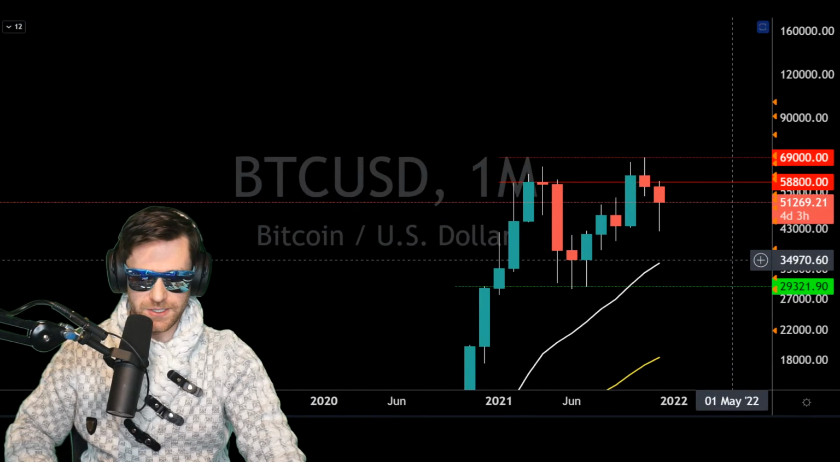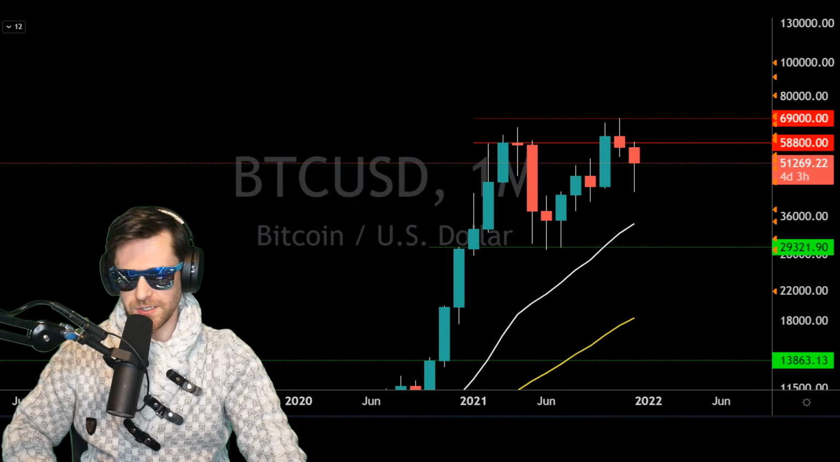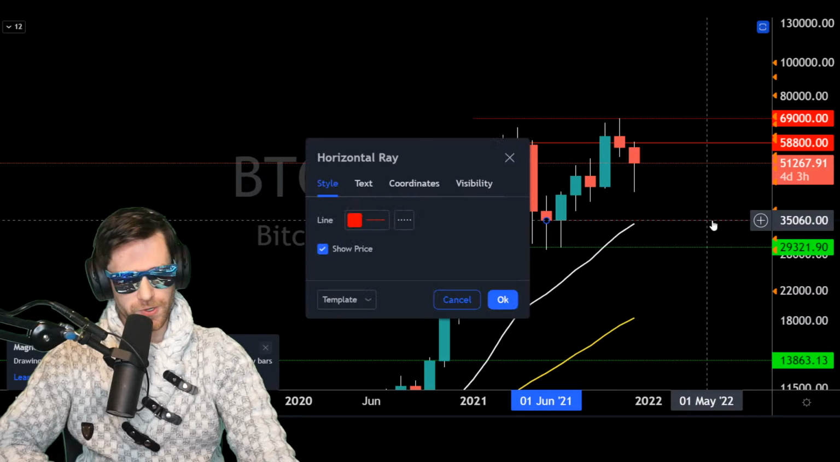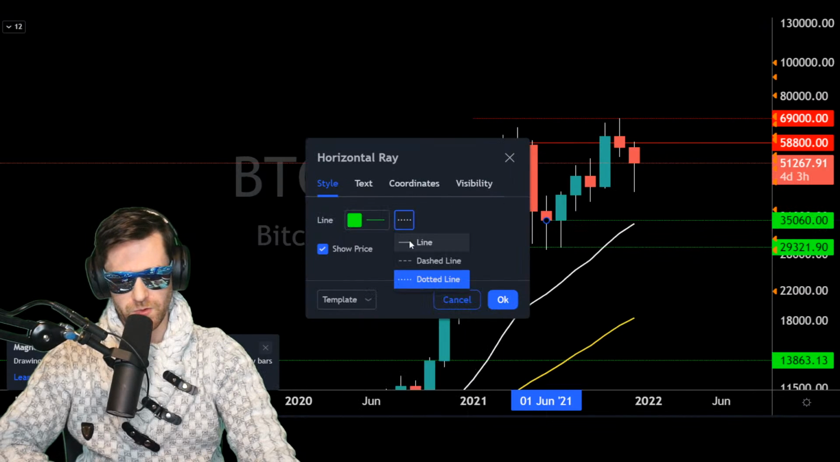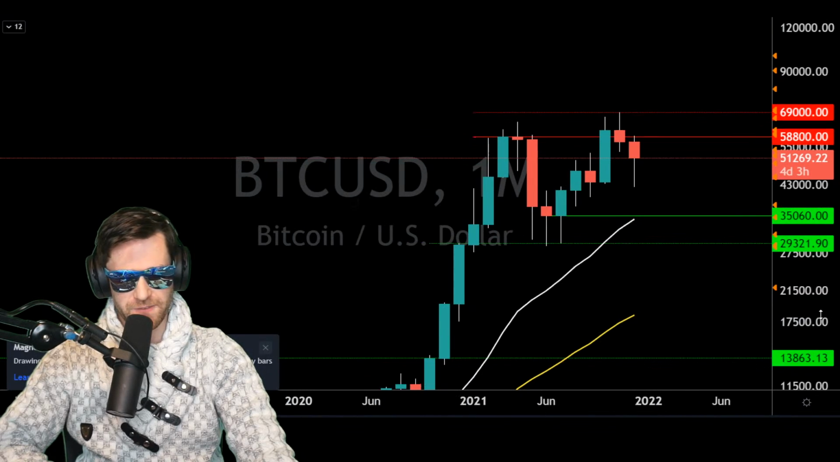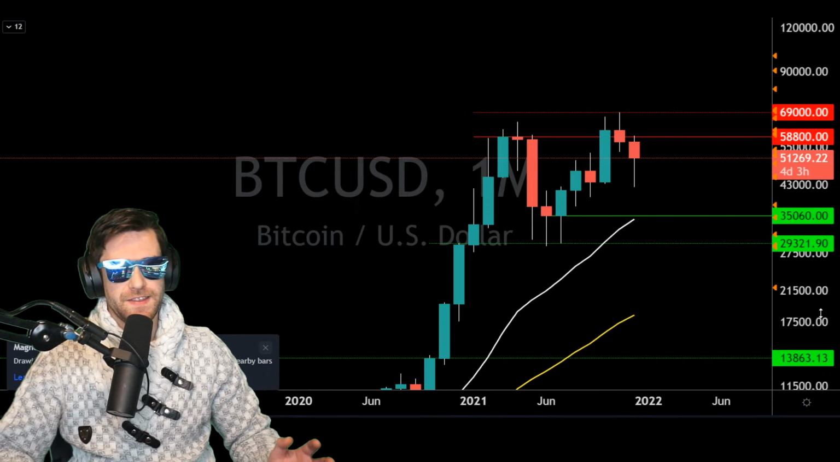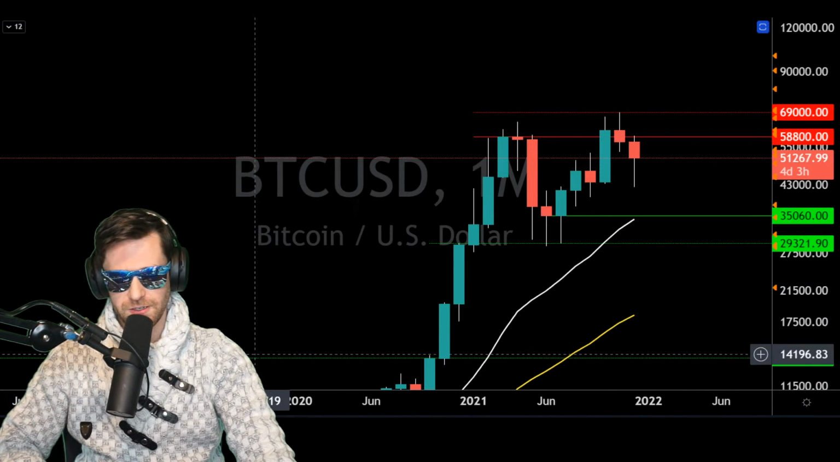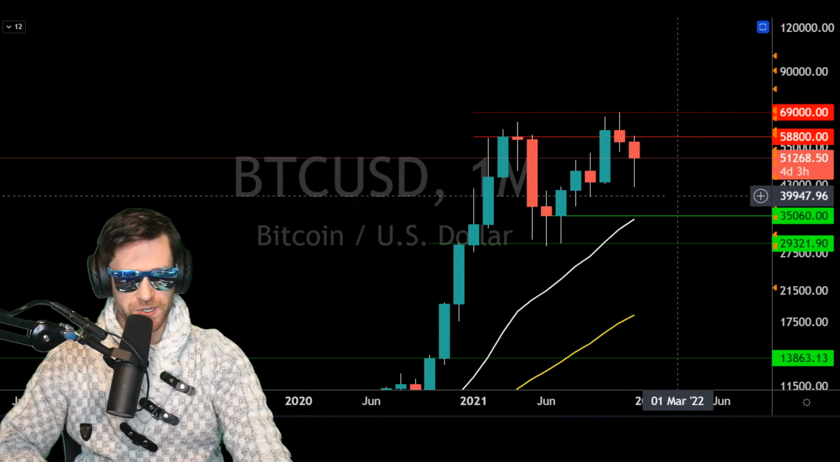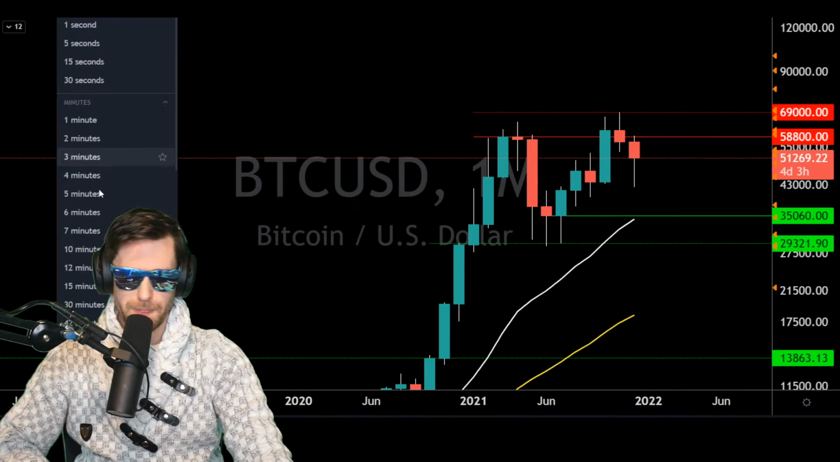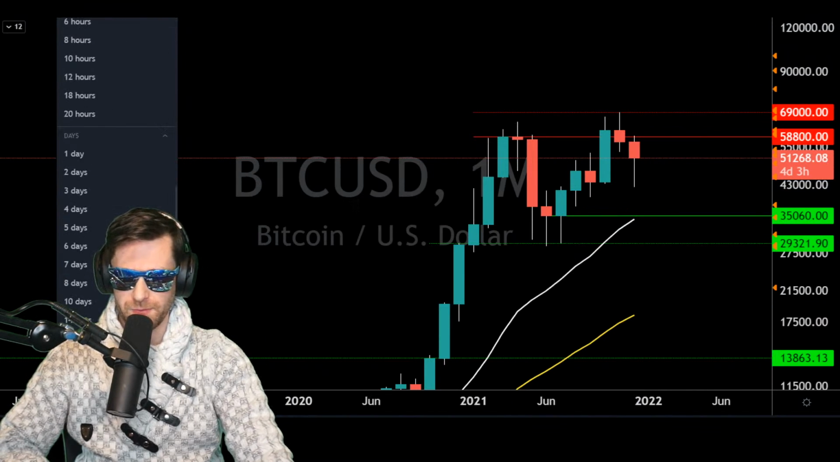Let's zoom in on the weekly. I guess we could also apply a monthly support right here, and we see the 20 monthly moving average creeping up to it, and that's at 35,000. If that weird outlier price action comes in the next 4 days, that's where I'd be looking for support. I wouldn't hold my breath for it. I'm not betting on it.